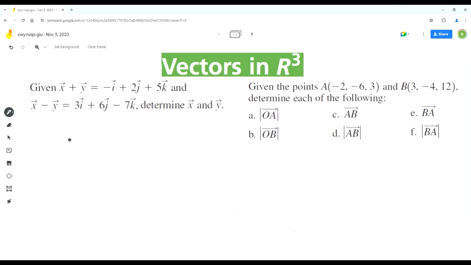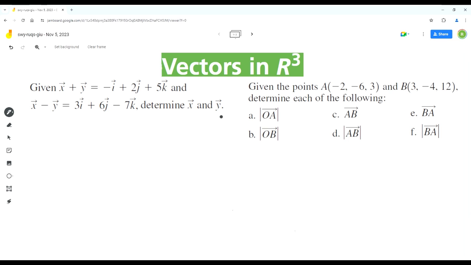So in this video, we'll solve these two problems based on the concepts of vectors in R3. So let's start with the first problem. Given vector x plus vector y equals negative i plus 2j plus 5k and vector x minus vector y equals 3i plus 6j minus 7k, determine vectors x and y.